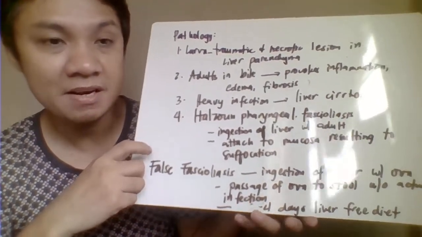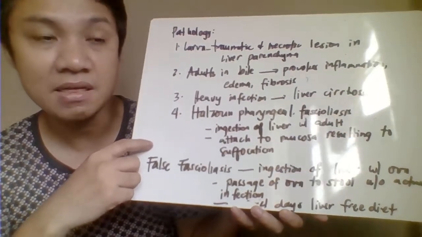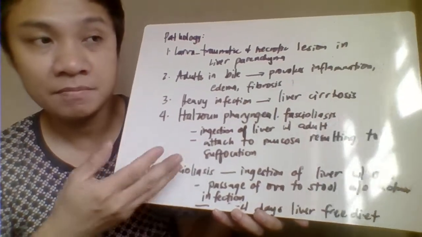Then we have the false fascioliasis. So this is characterized by the ingestion of liver containing the ova of Fasciola hepatica.